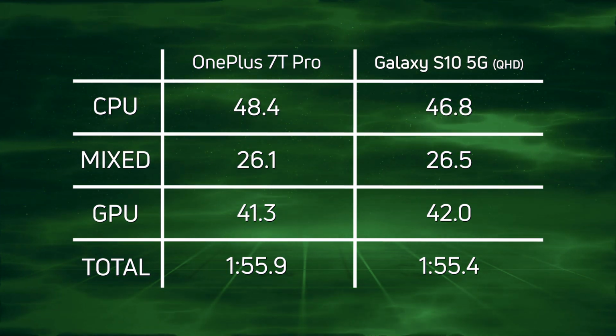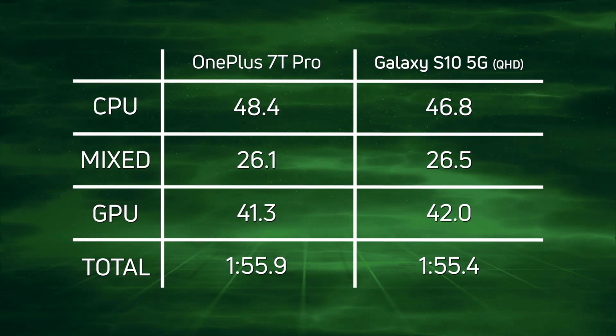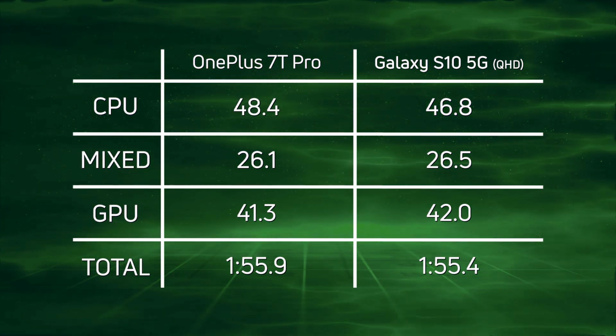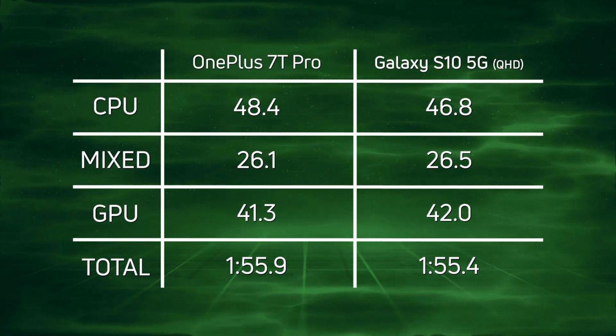And so when you add up all those numbers, one win for the 5G, but a significant one, and then two wins by the OnePlus 7T Pro, actually it means that the Galaxy S10 5G came in first, 1 minute 55.4.